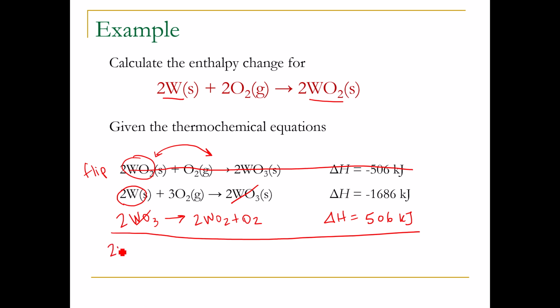Alright, so 2W plus only 2 of the O2s left gives me 2WO2, and then of course over here we do the same thing for our delta H's. Since I flipped the first equation and flipped the sign, I'm going to add it to the other equation, so I have negative 1180 kilojoules.